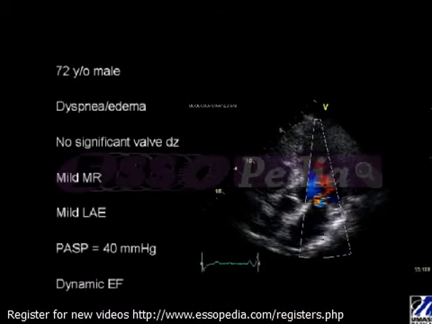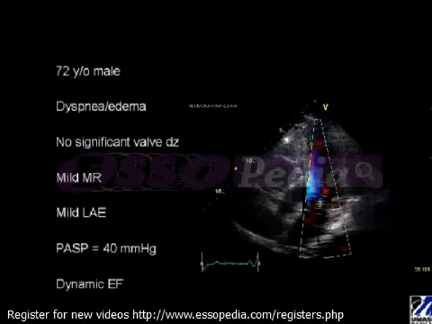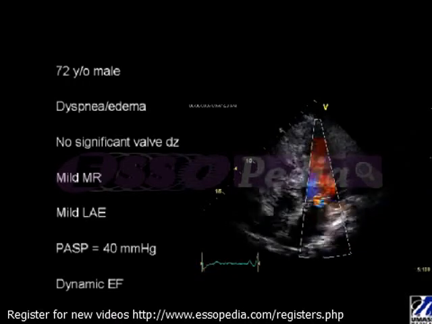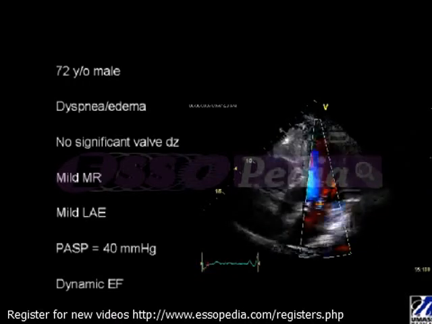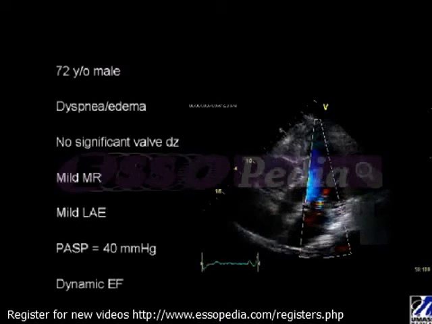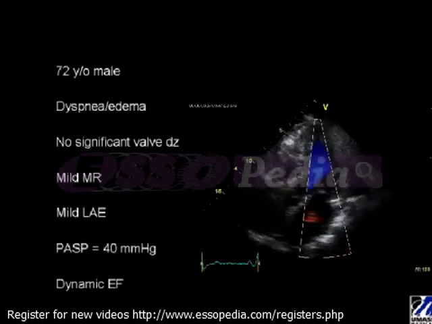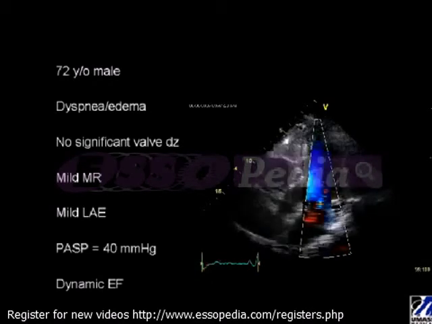The next example is from a 17-year-old male that has dyspnea, edema. There's no significant valvular disease. There's mild mitral regurgitation, mild left atrial enlargement with a pulmonary pressure of 40 millimeters of mercury. And you can't see it that well, but this patient has a very dynamic ejection fraction. The question is, is the dyspnea directly related to the patient's filling pressures and ventricular function?